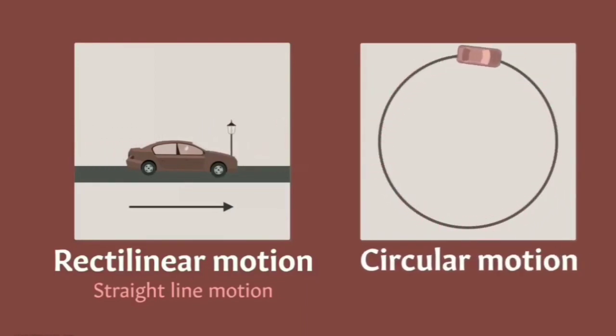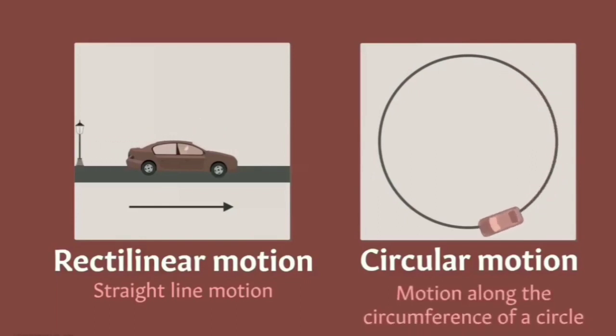More accurately, it's defined as the motion of an object along the circumference of a circle. The circumference of a circle is the length of this boundary which is curved. So if an object is moving along the circumference of a circle, we say it's undergoing circular motion.